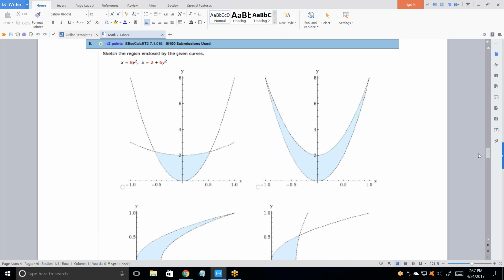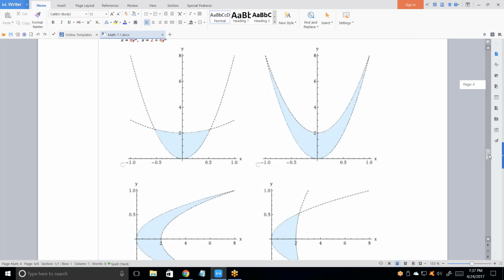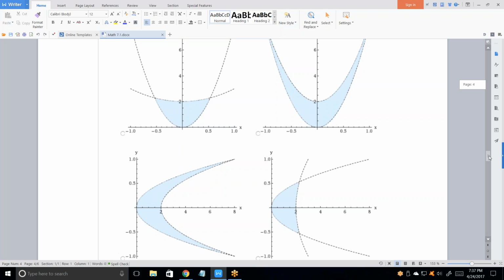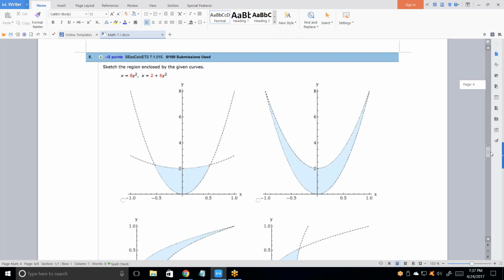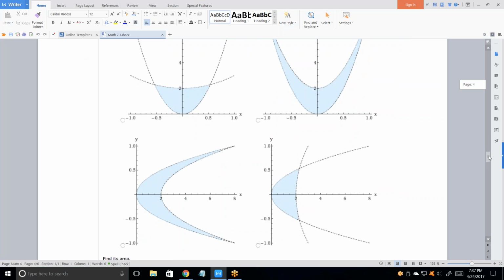So it's on the y. Function of y, which means we're probably not looking at functions. We're probably looking at these parabolas on their sides, right? Both of these are parabolas. That's 8y squared. That's 2 plus 6y squared. So it's definitely one of these 2 lower pictures, both of which look pretty similar. In other words, that goes through 2, that goes through 2, that's 0, that's 0.